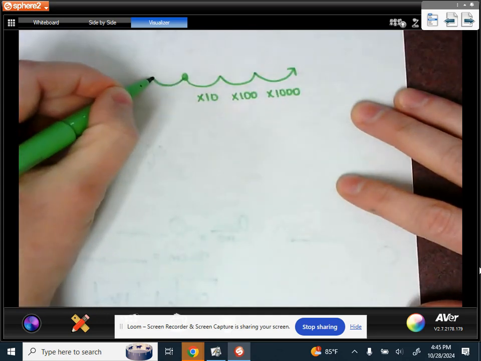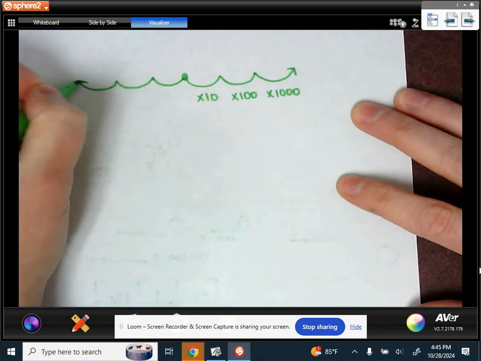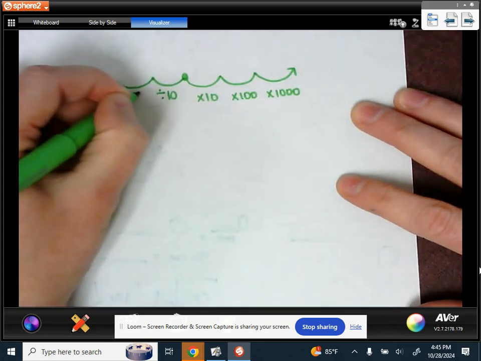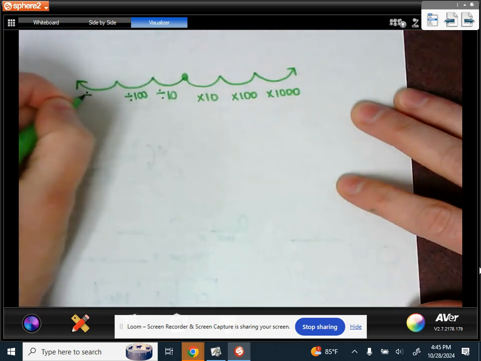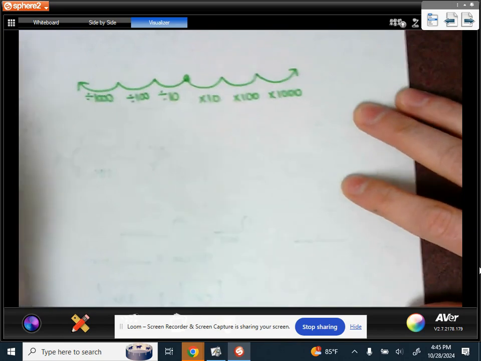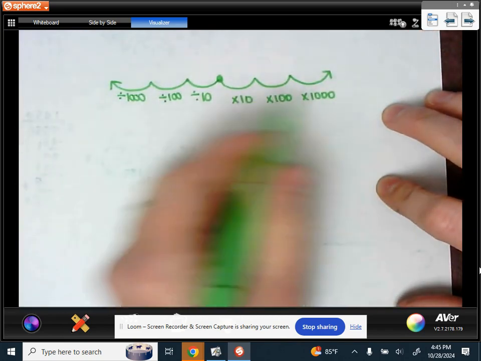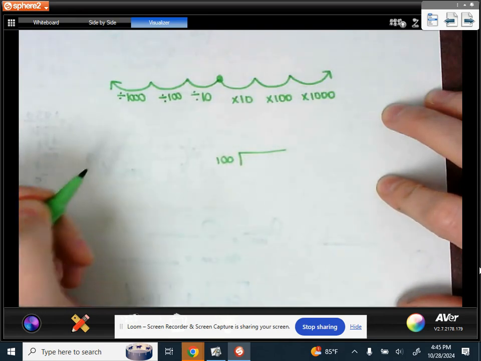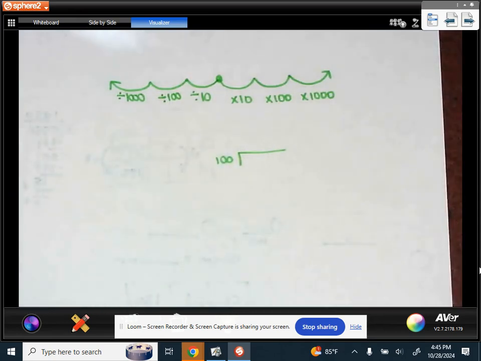You can do the same thing for division, but you would go to the left. So if you move it 1 time to the left, you're dividing by 10. If you move it 2 times to the left, you're dividing by 100. And if you move it 3 times to the left, you're dividing by 1,000. That's a lot easier than trying to do long division by 100 or long division by 1,000. Just remember, move your decimal point. And if there's no decimal point in sight, put it on the right. Hope that helps.